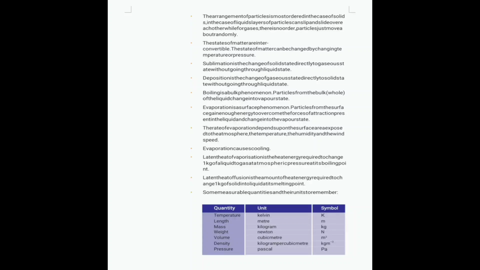The unit of weight is Newton, has symbol N. The unit of volume is cubic meter, has symbol m³. The unit of density is kilogram per cubic meter, has symbol kg/m³. The unit of pressure is Pascal, has symbol Pa.